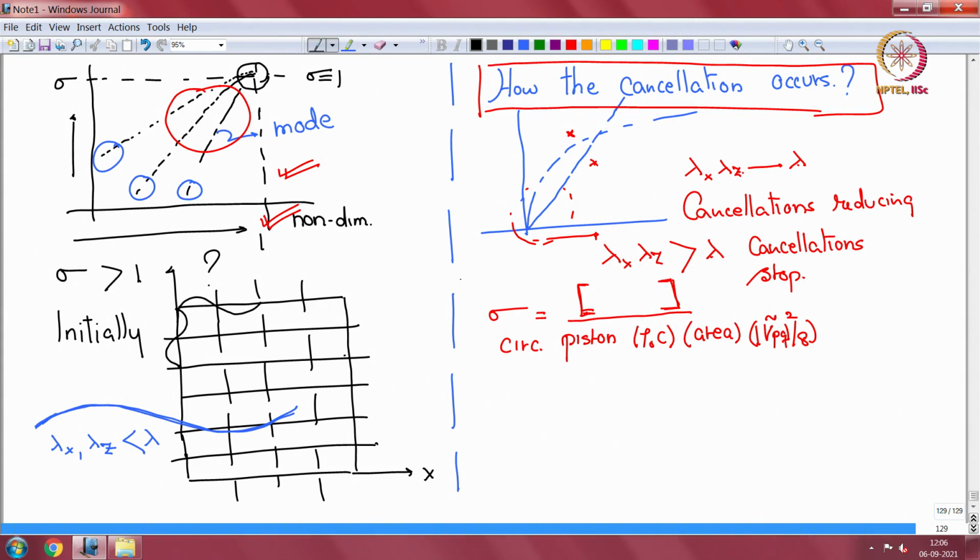Good morning and welcome to this next lecture on sound and structural vibration. In the last class we reached this point where we were looking at this factor, radiation efficiency.